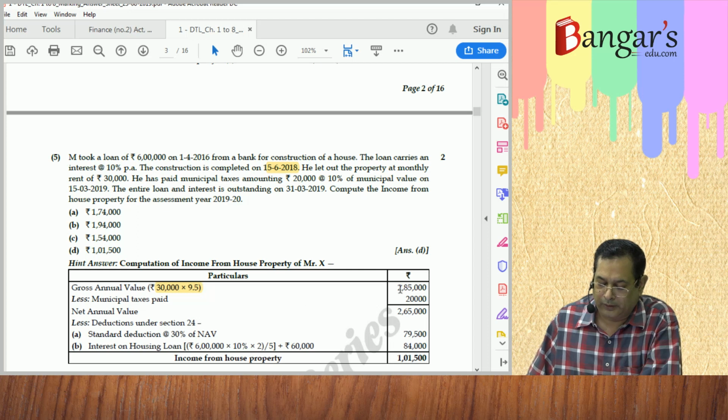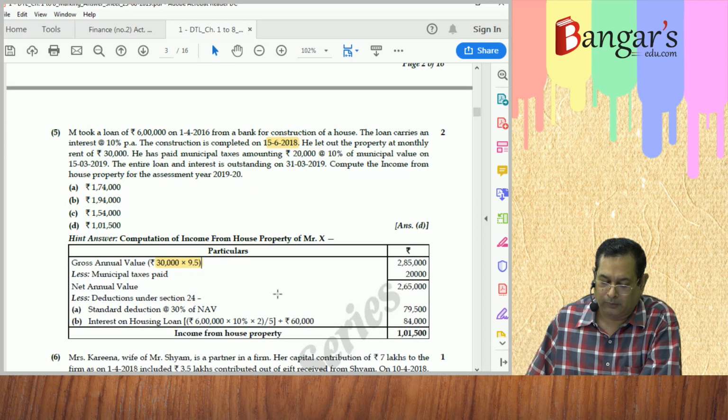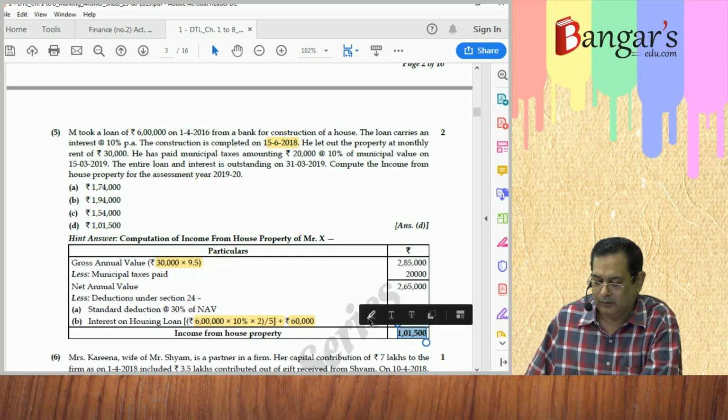The municipal taxes so paid will be allowed as deduction, and interest on borrowed capital will be admissible as deduction, including the pre-construction period interest. That is, pre-construction period is 1/4/16 to 31/3/2018. That is pre-construction period interest. The same is allowed in 5 equal installments, and current year interest is rupees 60,000. So hence the income from house property here will be 1,01,500. It is 1,01,500 is the answer.